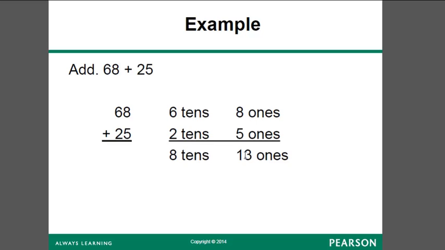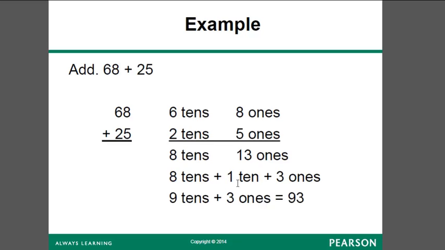Remember from the first video that we can rewrite this in expanded notation. This is the same thing as 8 tens plus 1 ten plus 3 ones. Now I can add my tens together, and I'll get 9 tens and 3 ones, which is 93. That is one way of adding. There are many different ways of adding. If you need to see another one, please call one of us over. We'll be glad to show you.